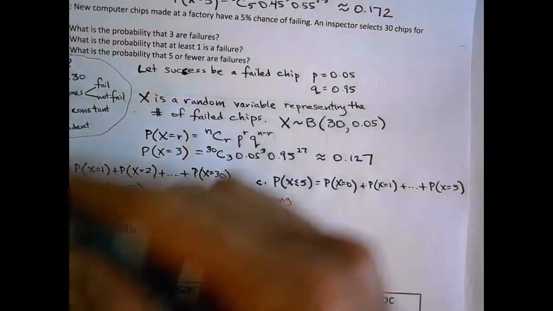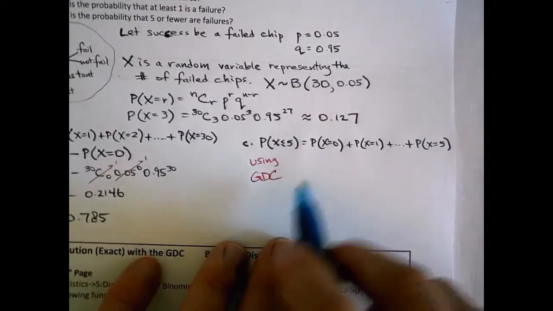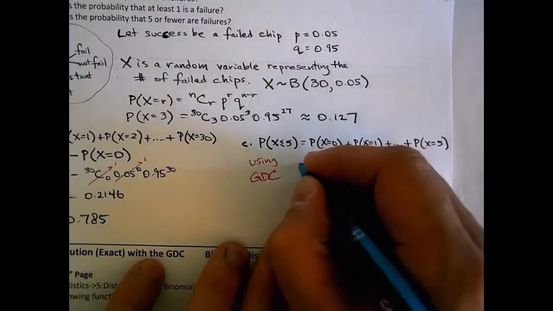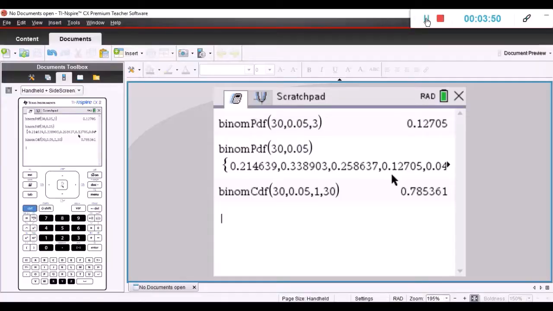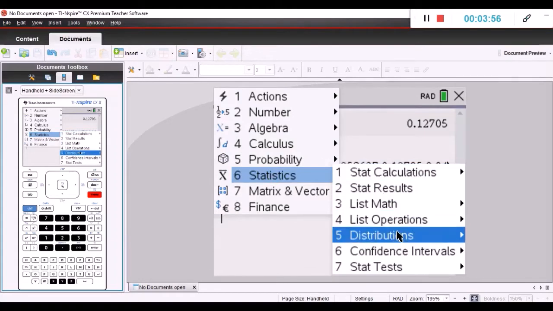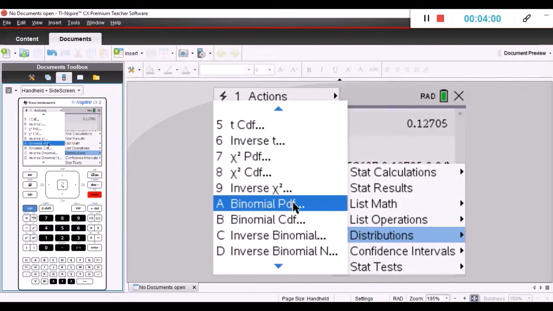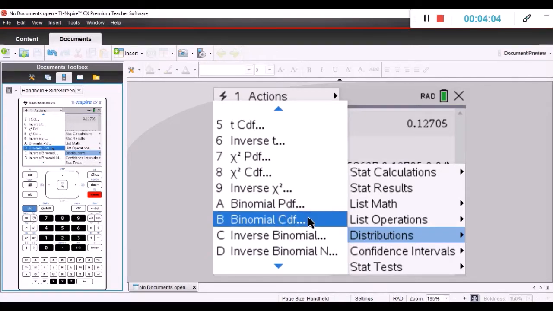You basically don't even need to use the binomial distribution formula because the calculator is so powerful. You put in your parameters, don't waste any time, and you get the answer. For this last question, we go to menu, statistics, distributions. Is this a binomial PDF or binomial CDF? Well, we're adding up a bunch of probabilities, so it's a binomial CDF.